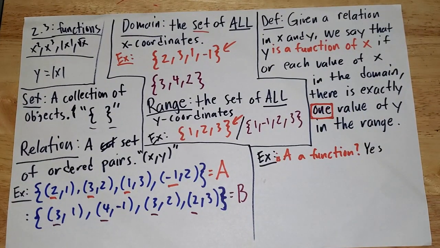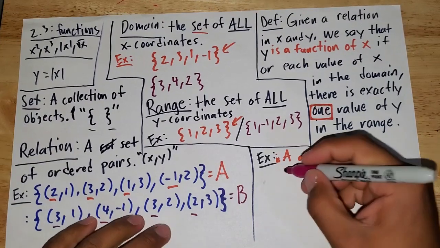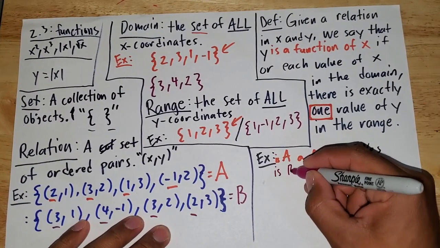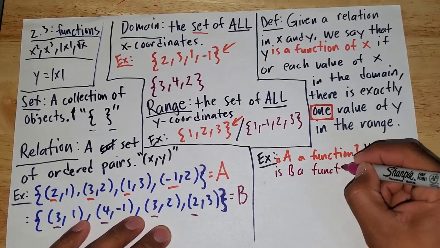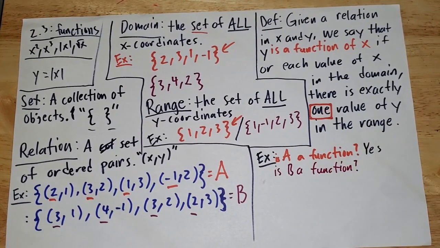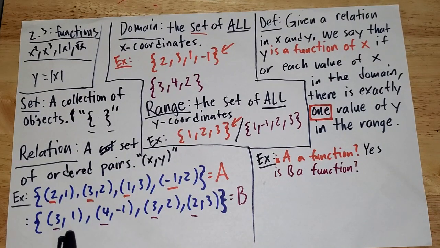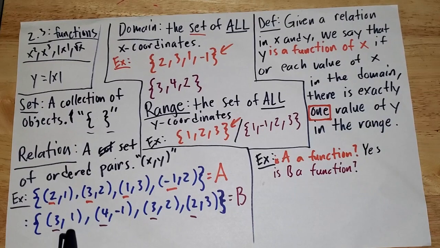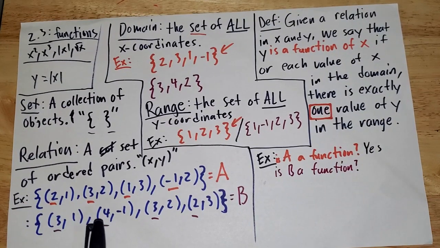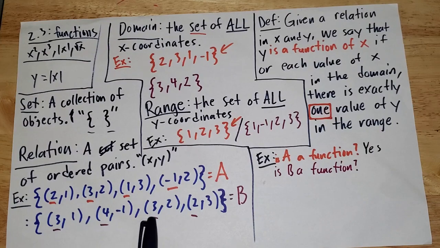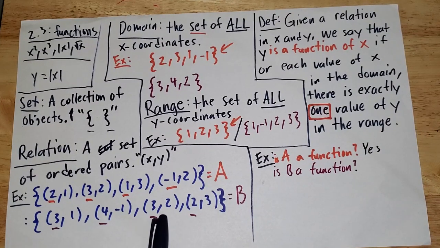Now let's look at if B is a function. So now that means we have to look at all my x's and see that each x corresponds to one y. This 4 corresponds to one y. This 3 corresponds to a 2. And this 2 corresponds to a 3. Sit there and pause the video and see if you think this is a function or not.